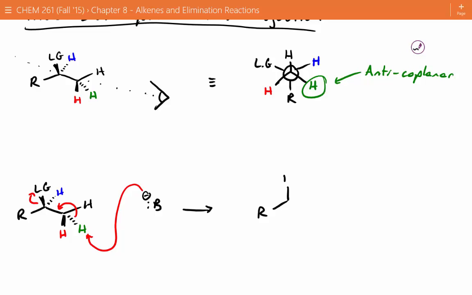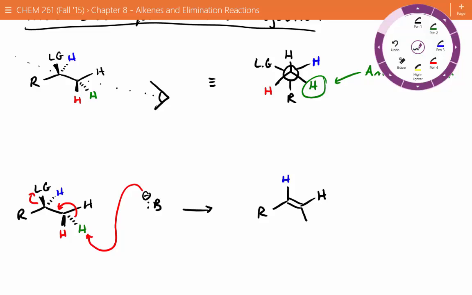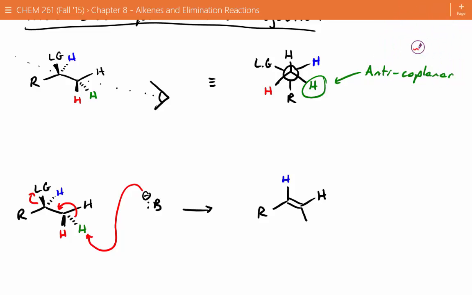So now our blue hydrogen is left. And then we've got our green hydrogen over here. Or sorry, we took the green hydrogen. Our black hydrogen would be here. And our red hydrogen would be here. Plus our conjugate acid, plus our leaving group that fell off.